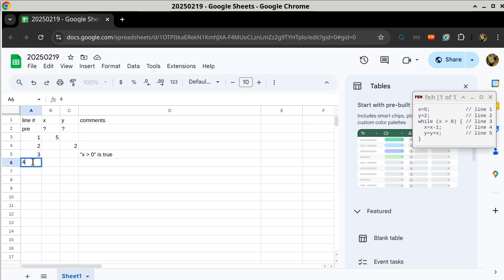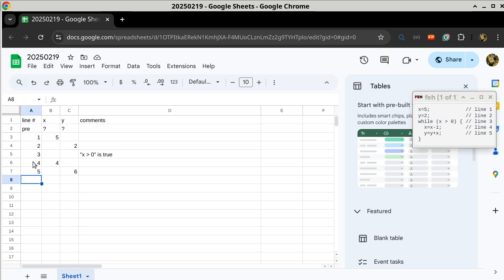So line 4 says we want to subtract 1 from x. So x is now going from 5 to 4. And then on line 5, y gets y plus x. So we're looking at the current value of x, which is 4. So y is 2 plus 4, which is a 6. Okay, so we put a 6 here. No need to leave any comment for the assignment statements. We don't need comments anymore.